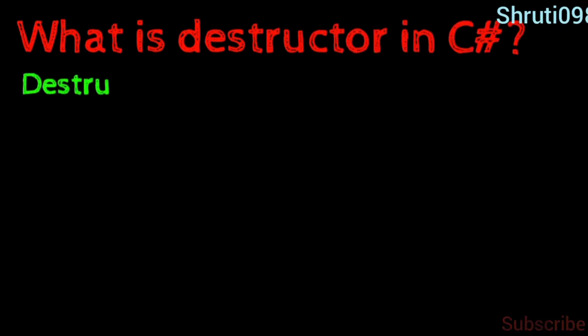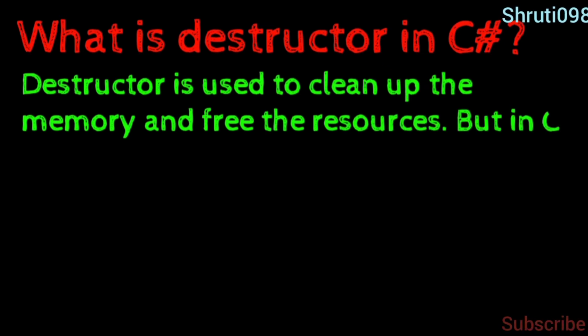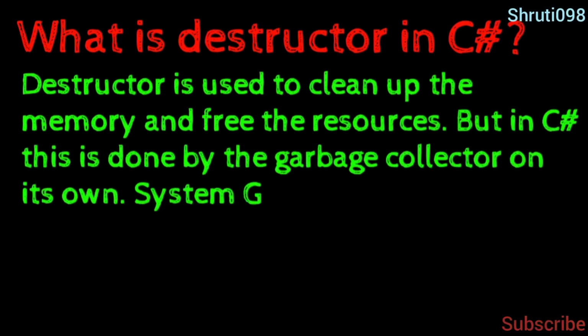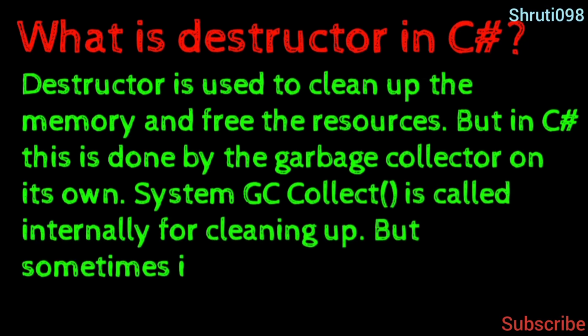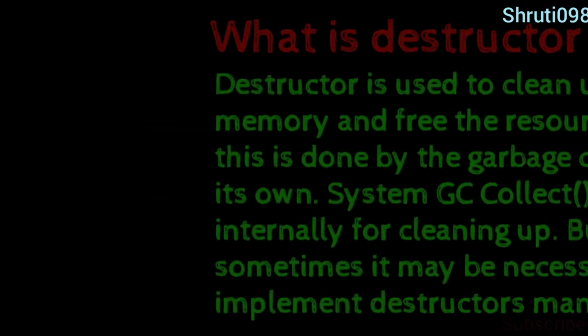Question: what is a destructor in C#? Answer: a destructor is used to clean up the memory and free the resources. But in C# this is done by the garbage collector on its own. System.GC.Collect is called internally for cleaning up. But sometimes it may be necessary to implement destructors manually.